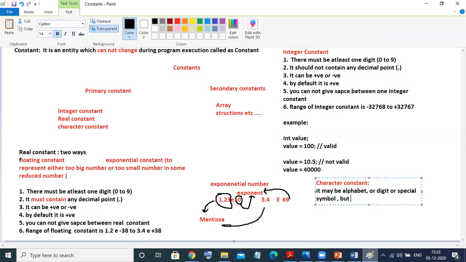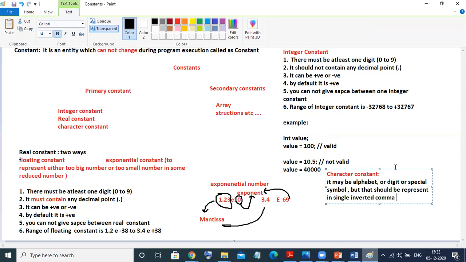but that should be represented in single inverted comma. The character constant can be anything. It may be an alphabet, it may be a digit, it may be a symbol. But the condition is that it must be enclosed within a single inverted comma.